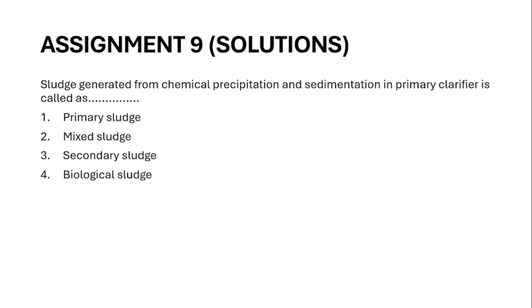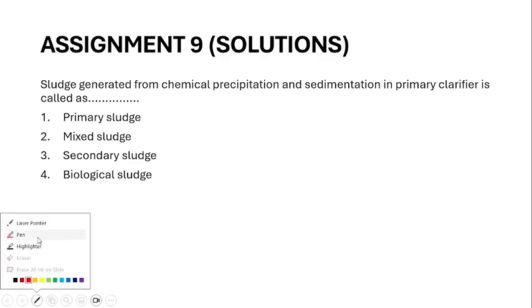So now first we will discuss the week 9 assignment solution. Then we will come to the week 10 overview and then some sample questions and sample problem for the week 10. So the first question of assignment 9 is: sludge generated from chemical precipitation and sedimentation in primary clarifier is called as. So these are all very basic questions.